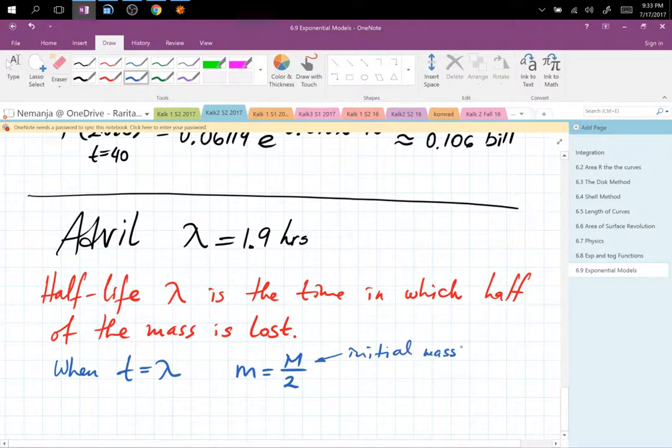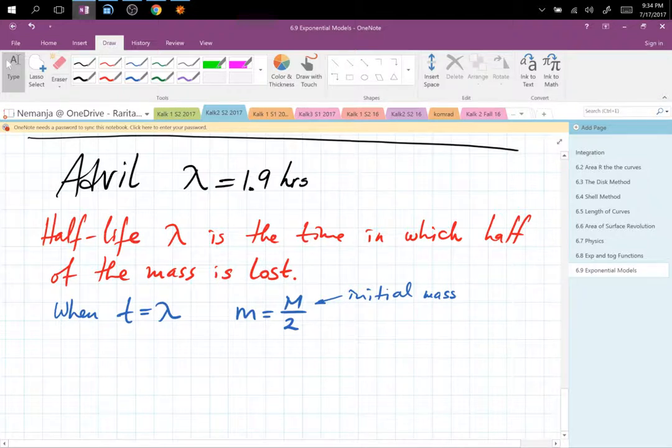So if I am to throw this marker away and it's going to rot forever, remember nothing ever goes all the way. Maybe I have to wait 10,000 years to see half of it decay. I don't know exactly how much, but if Advil has a half-life of 1.9 hours, I can actually find a mathematical model for Advil being metabolized in the body.